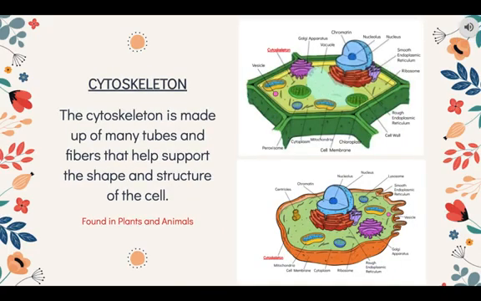The next organelle you should know about is called the cytoskeleton. The cytoskeleton is made up of many tubes and fibers that help support the shape and structure of the cell. The cytoskeleton is usually broken up into many tubes called microtubules, and these microtubules are spread across the whole cell. The cytoskeleton is found in both plant cells and animal cells, as you can see on the right.